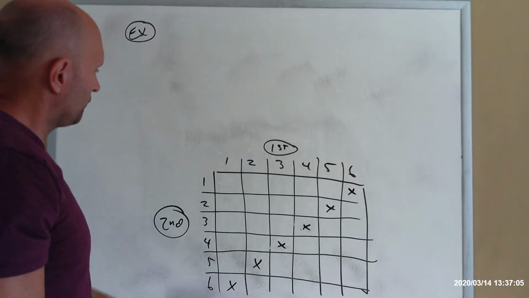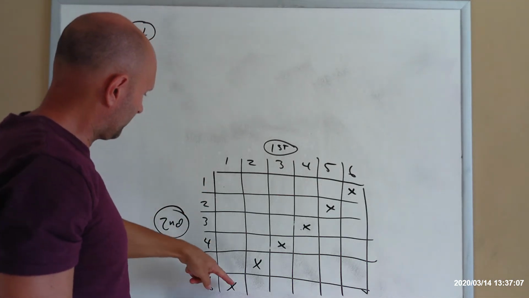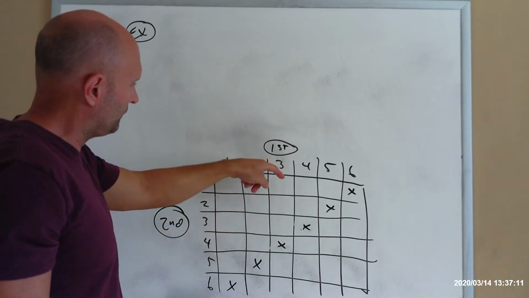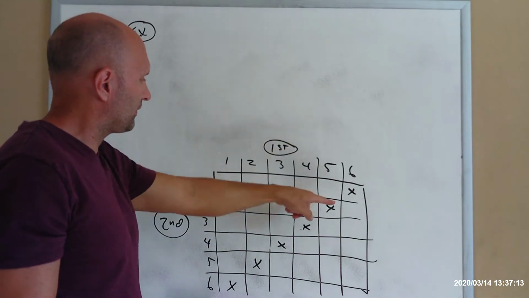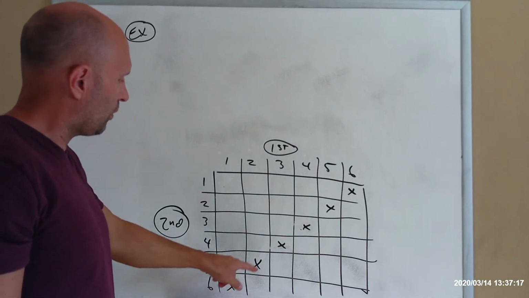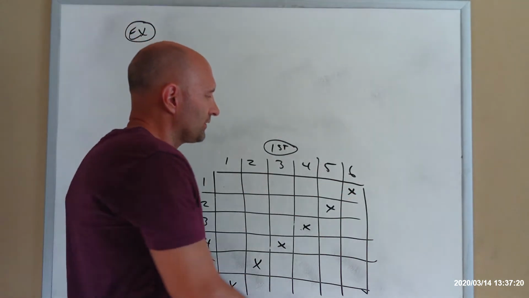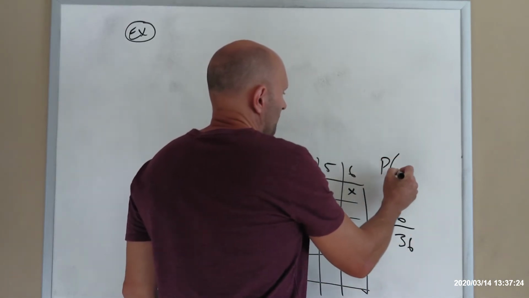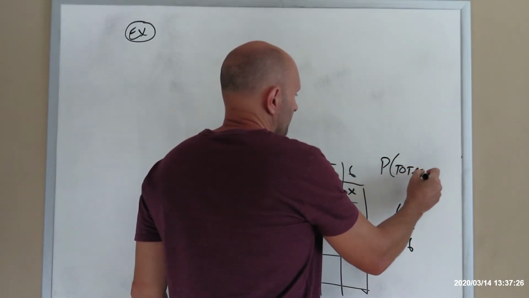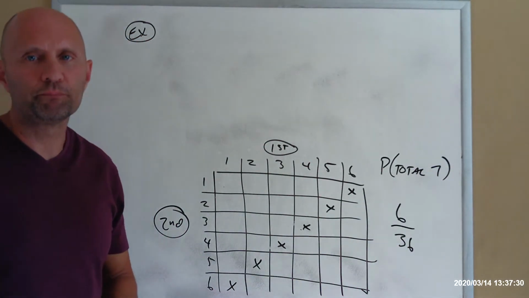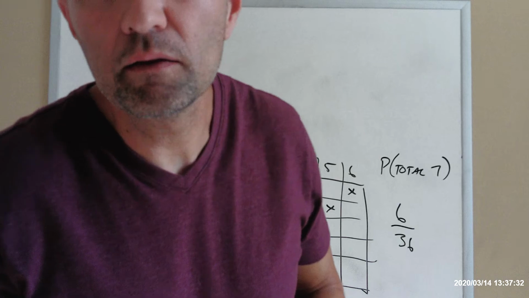Right? So if I add those up, 1 and 6 is 7, 2 and 5 is 7, 3 and 4 is 7, 4 and 3 is 7, 5 and 2, 6 and 1 is 7. So you get 1, 2, 3, 4, 5, 6. 6 out of 36 would be the probability if I roll 2 dice and get a total of 7. Okay there? Yeah, it looks okay.